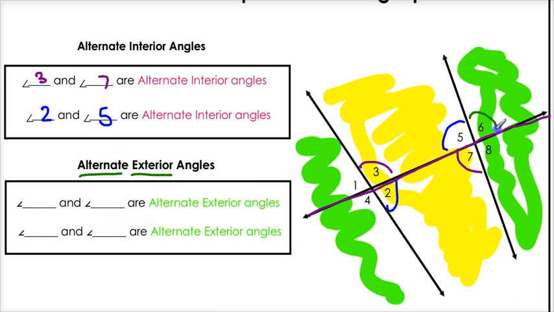So let's see. 6 and 4 are both on the exterior, and they are on opposite sides of this line. One's on this side, the other's on this side. 6 and 4, both exterior, opposite sides. The other example would be 1 and 8. They are on the exterior and opposite sides. So 1 and 8. Boom, killed it.